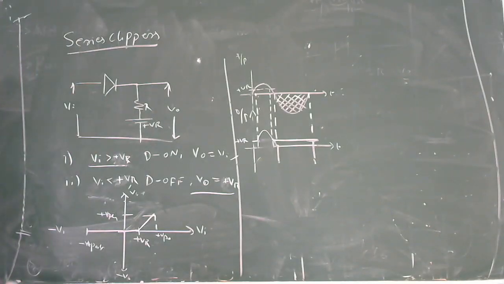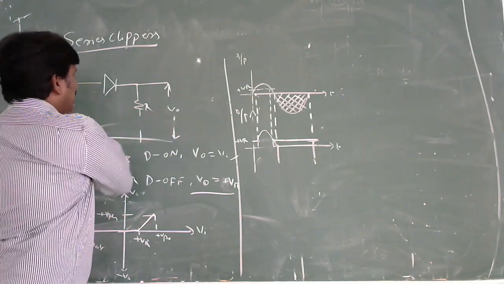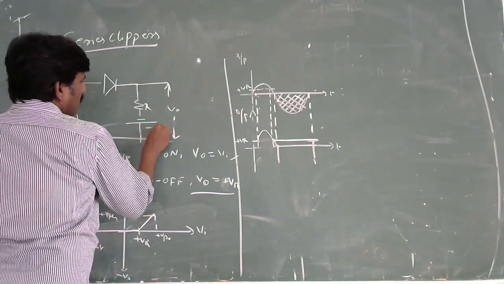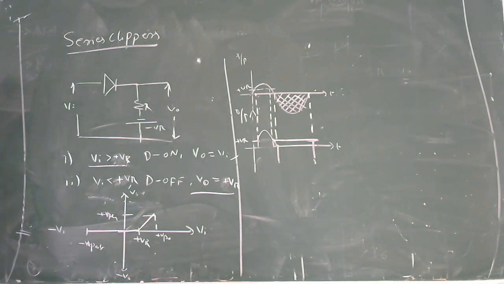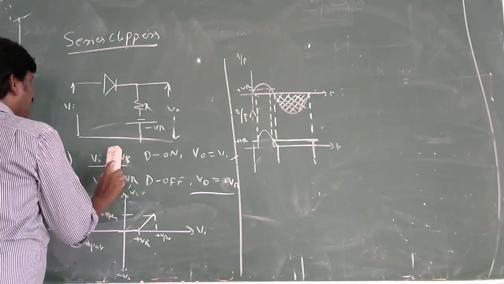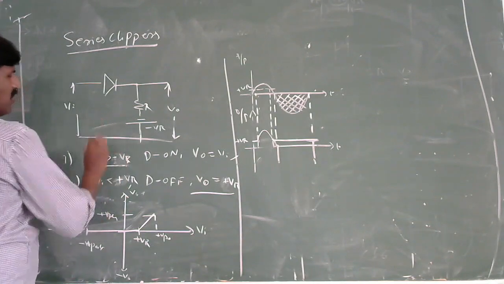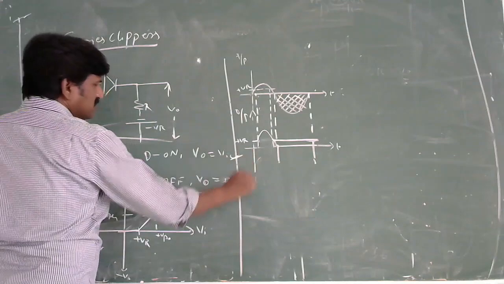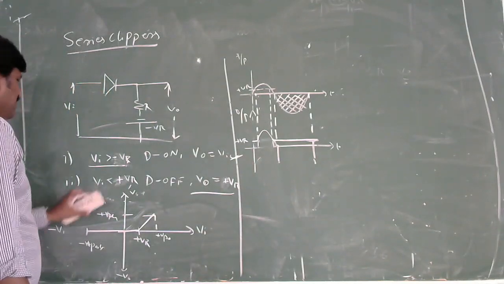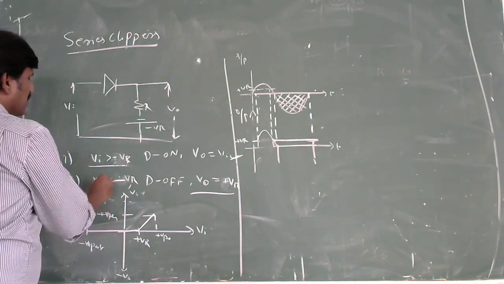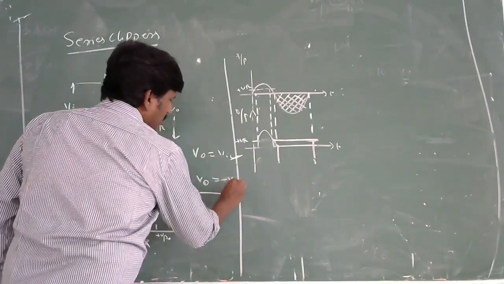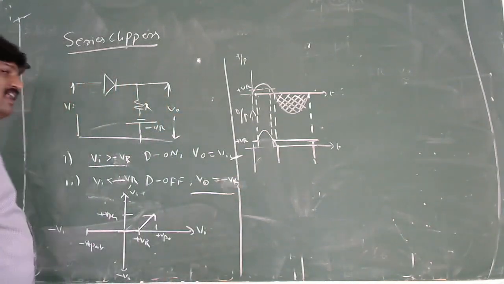You can also write, you know, by changing the polarity of this, here you can keep this one minus VR. Very simple. Suppose Vi is greater than minus VR. When Vi is greater than minus VR, V0 is equal to Vi. When Vi is less than minus VR, V0 is equal to minus VR. How are the transfer characteristics? Very simple.